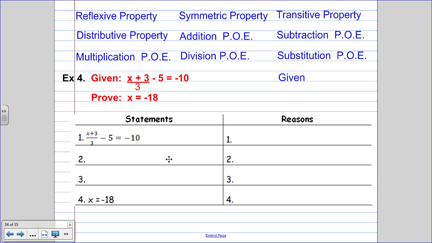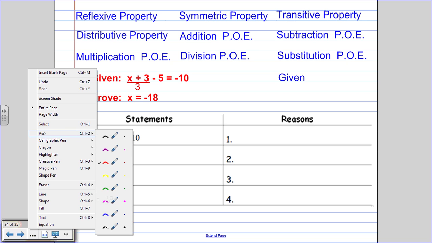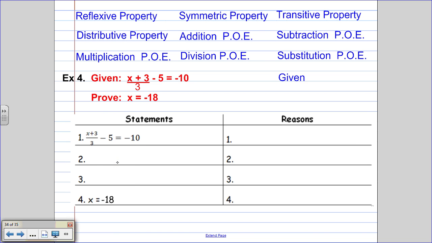Example 4, I'll work with you because, ooh, those scary fractions are in there. And I know we love them oh so much. But I'm going to work it with you to prove to you it's really harmless. So given that x plus 3 over 3 minus 5 equals negative 10, prove that x is equal to negative 18. So let me grab my handy dandy pen tool real quick. So again, my first statement is my given statement: x plus 3 over 3 minus 5 equals negative 10.